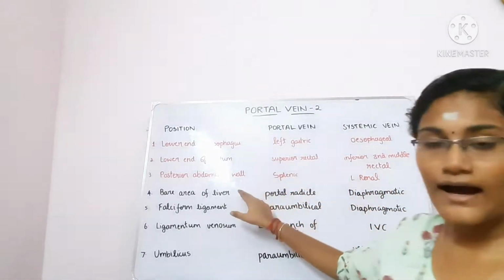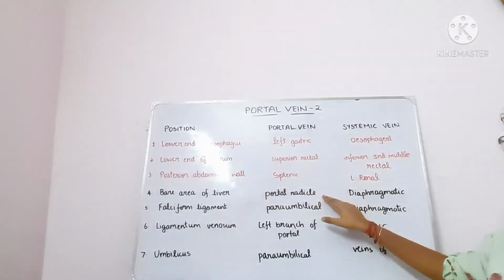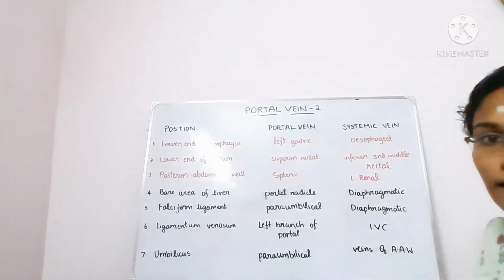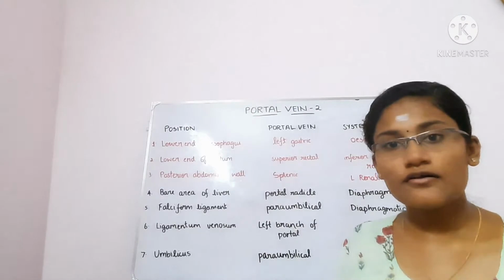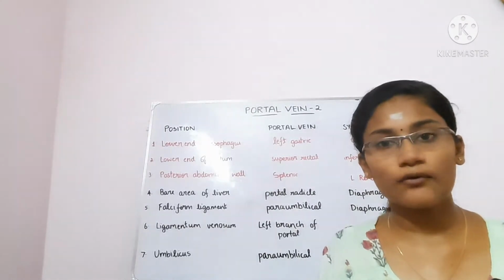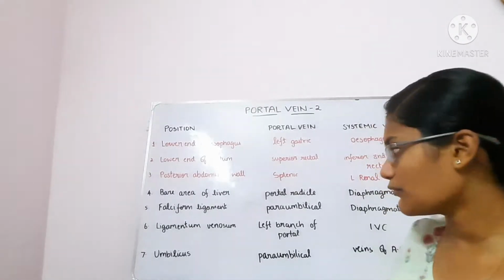Next, going to the bare area of the liver. The portal vein here is the portal radicle, and the systemic vein here is the diaphragmatic vein. This is because the diaphragm covers the liver, so diaphragmatic veins will anastomose with the portal radicle in the bare area of the liver to form a site of portocaval anastomosis.